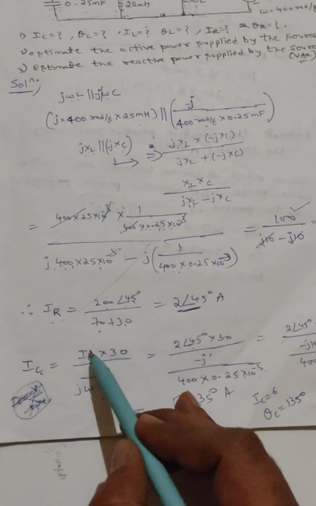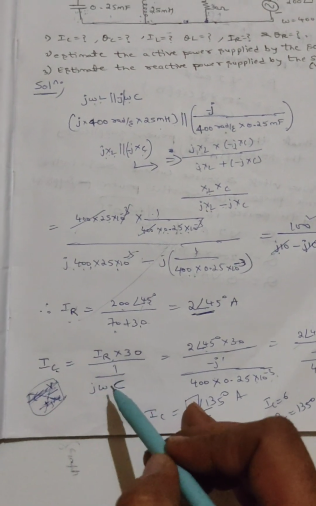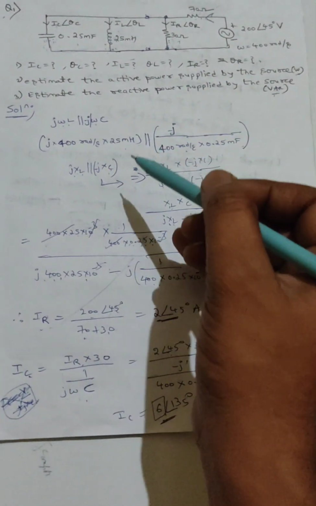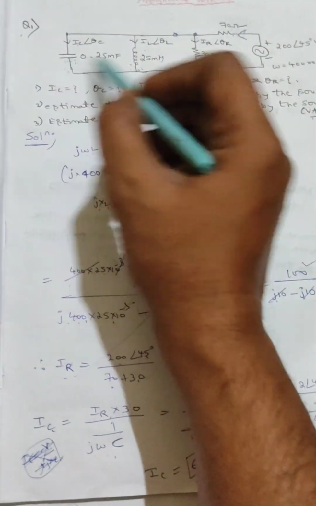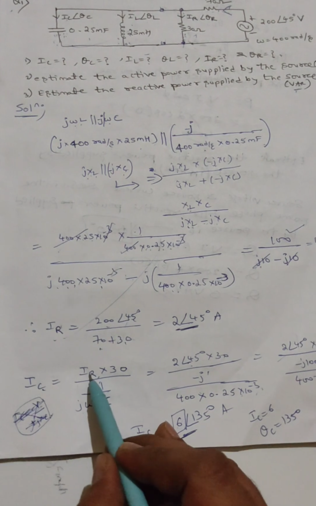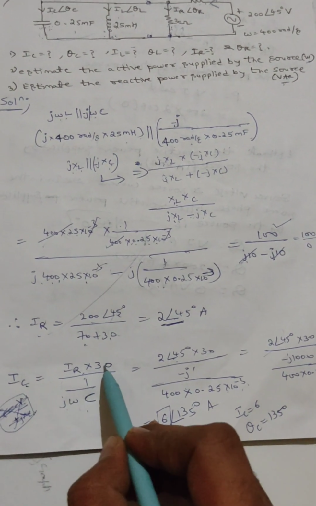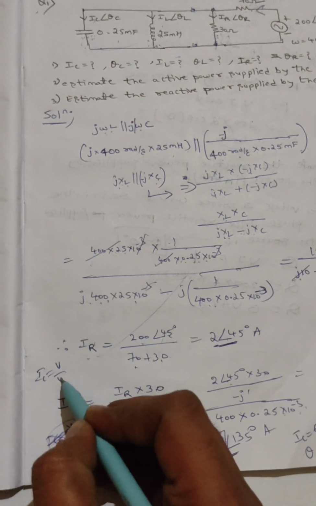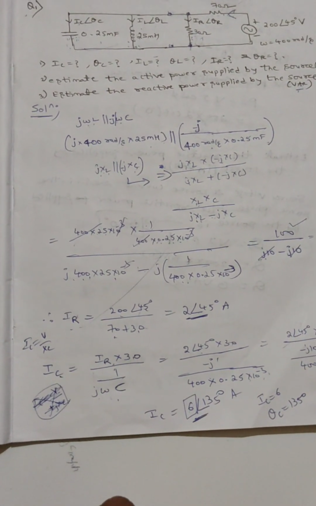Sorry, friends, it's not the current division rule. It is the parallel circuit concept: the voltage in all these elements is the same. So what is the voltage at this 30 ohm resistance? The current flowing in the 30 ohm resistance is IR into that resistance. Here the value of IC is nothing but V by XC. Got it.